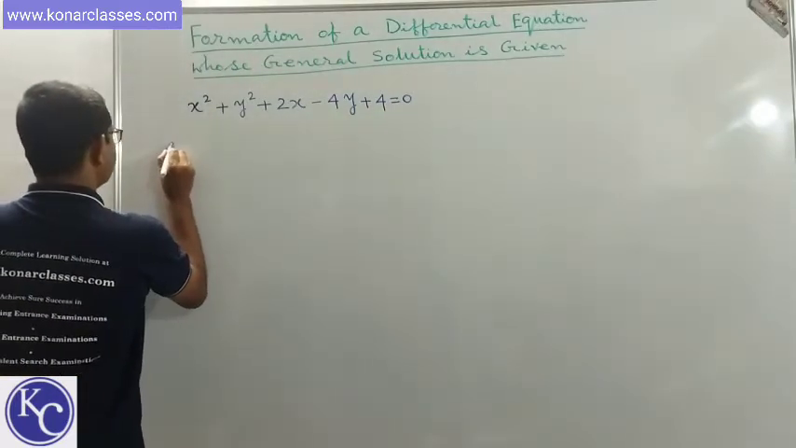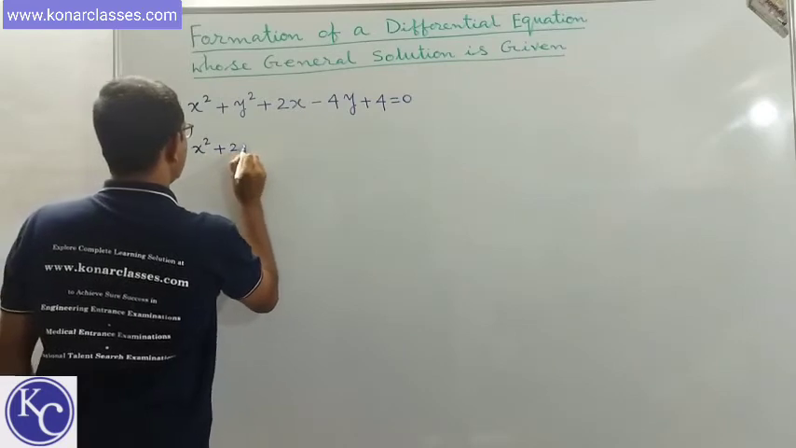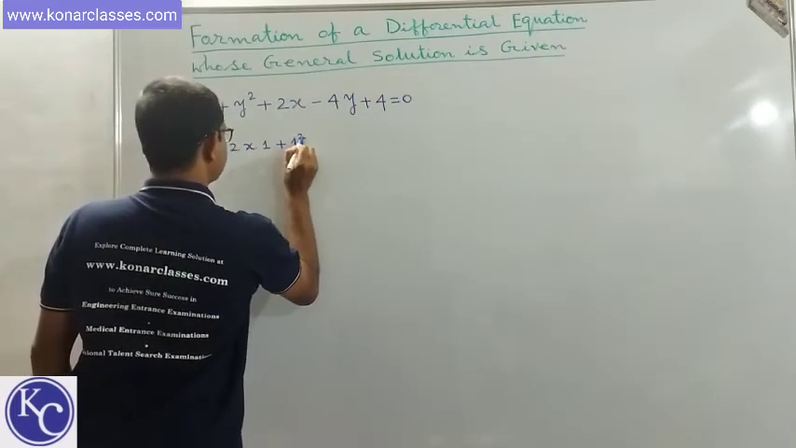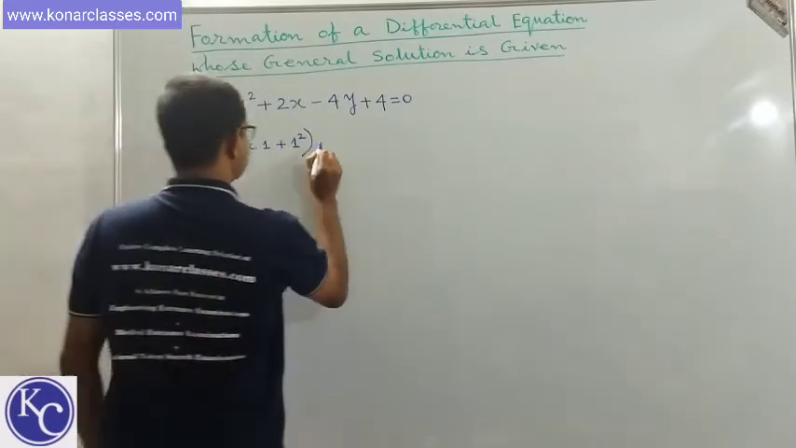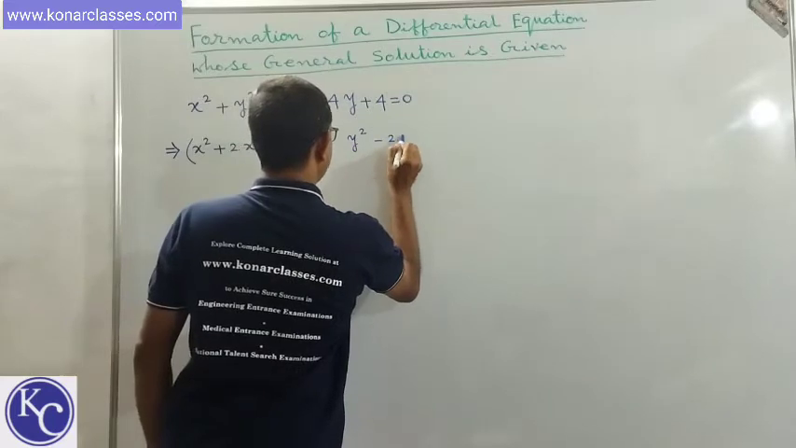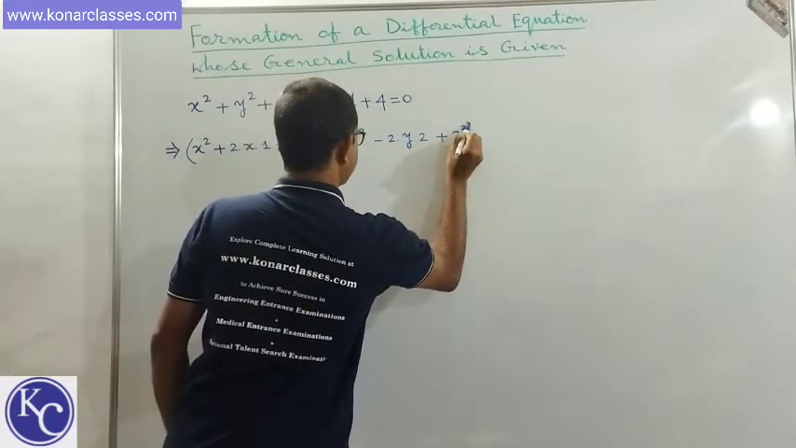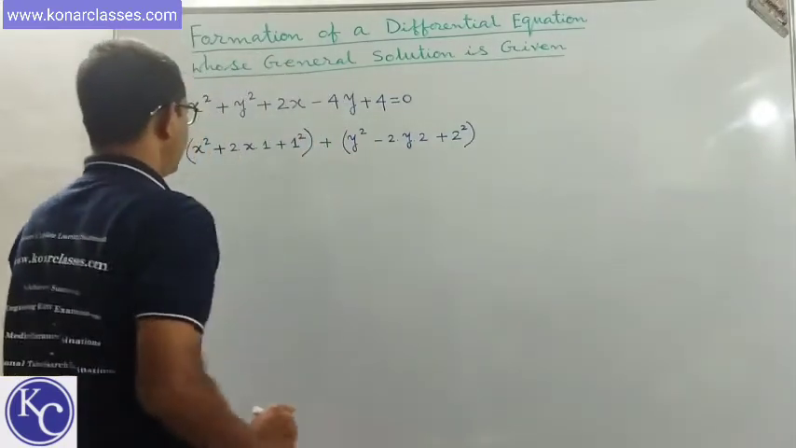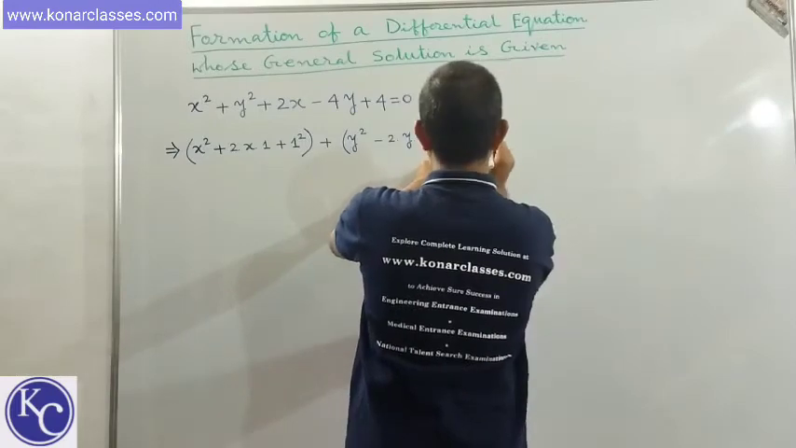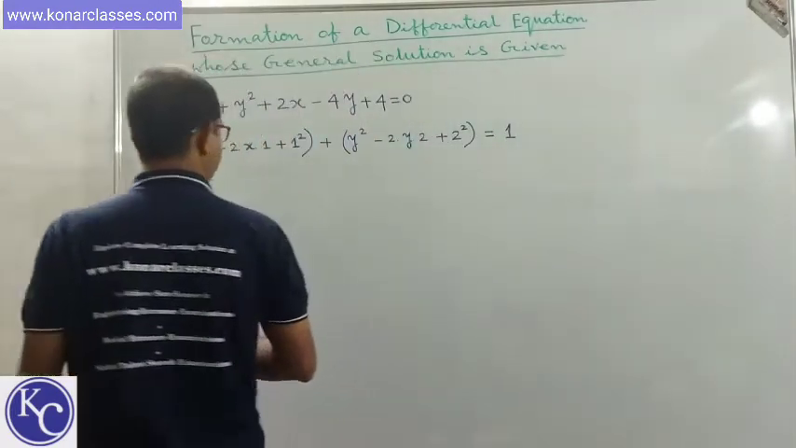To perform this, we can do it quickly. x square plus 2 into x into 1 plus 1 square, so this is one part, plus y square minus 2 into y into 2 plus 2 square. So what we get, 1 square is 1, 2 square is 4, 5. Here I will write 1 on the right hand side, so it makes complete.